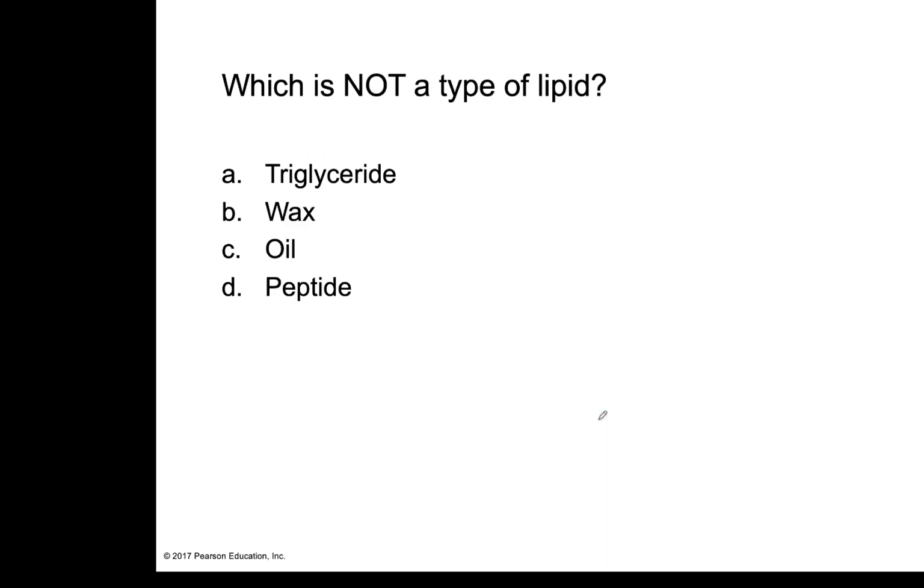Which is not a type of lipid? Triglyceride means three fatty acid chains bound to glycerol. The easy name is fat. Wax, oil, and peptide: which is not a type of lipid? Peptide is protein, so this does not belong to lipid. But triglyceride, wax, and oil are examples of lipids.